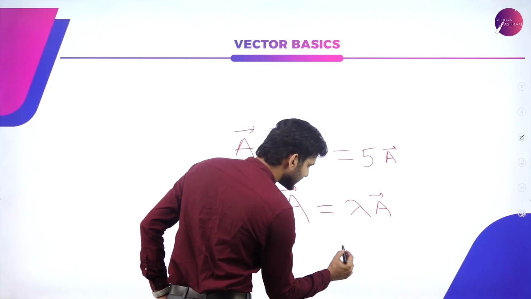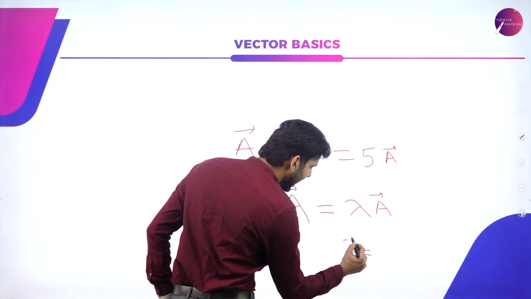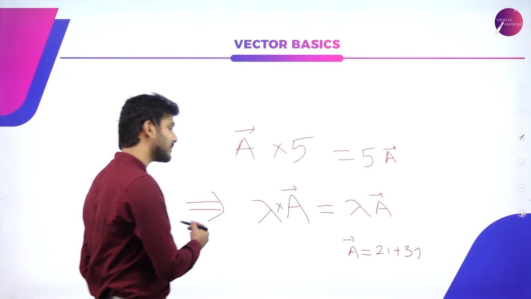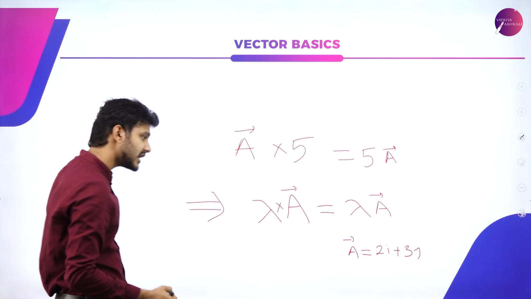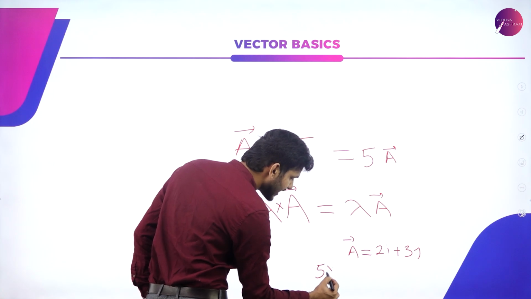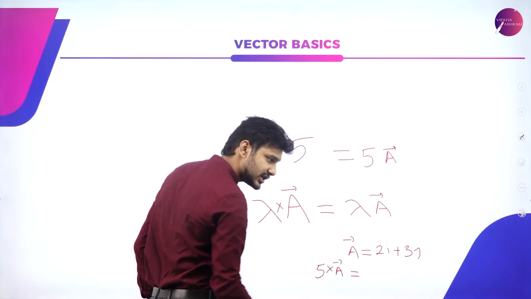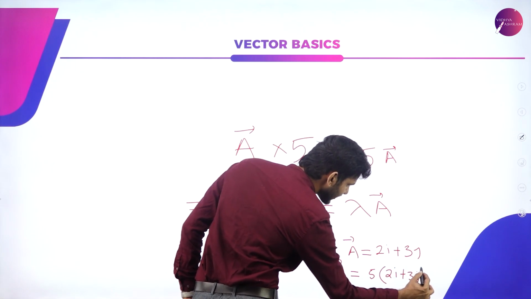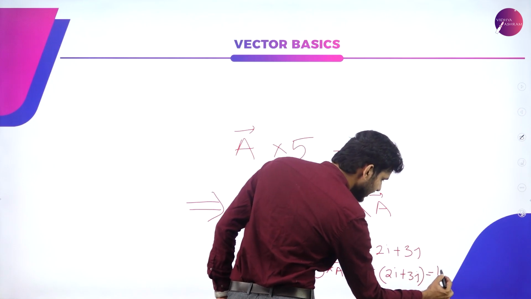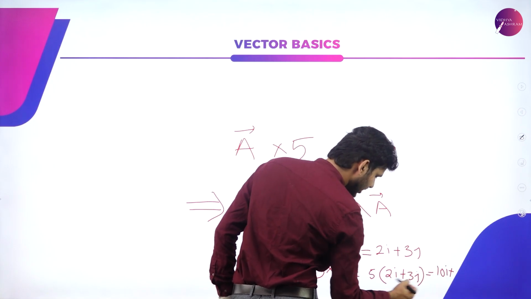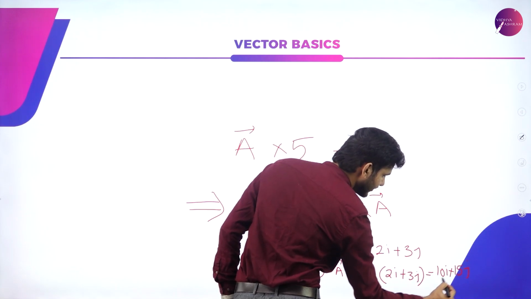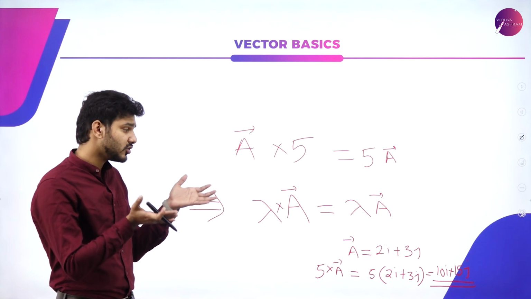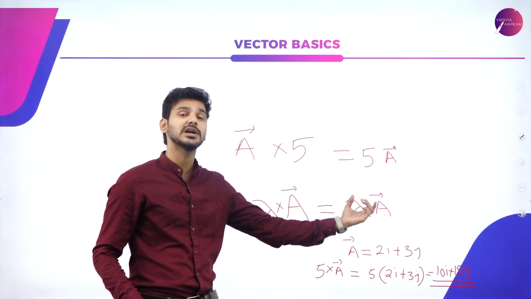So if, let's say, vector A is denoted as 2i plus 3j, then if I multiply that particular vector with 5, I can write 5 into vector A will be equal to 5 into (2i plus 3j), or simply it will be equal to 10i plus 3 into 5, 15j. So there will be no other change, the direction will still remain there. There will be no other changes to that particular vector. It will be just multiplied just like that.